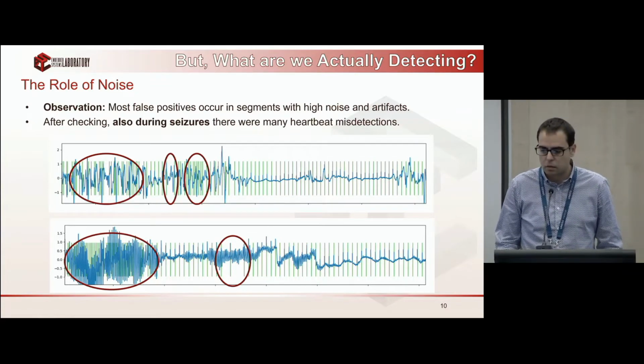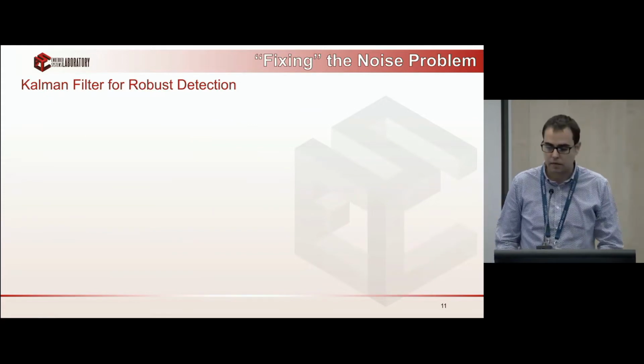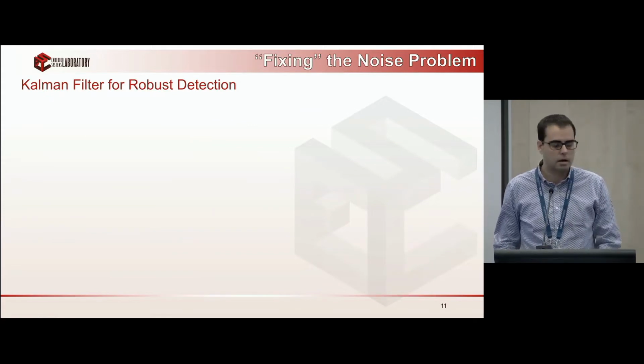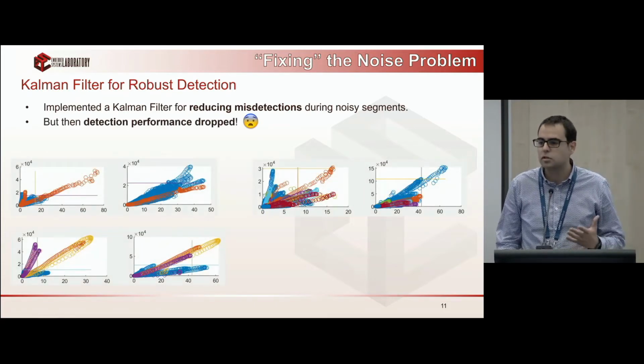So in the end, what is our system actually detecting? We implemented a quite efficient method for improving the heartbeat detection based on the Kalman filter. The objective of this was to improve the reliability of the RR series and of the HRV features. But the detection dropped after we implemented this.